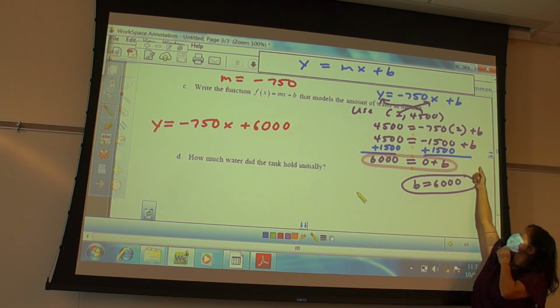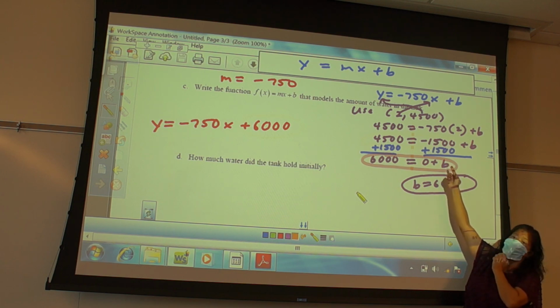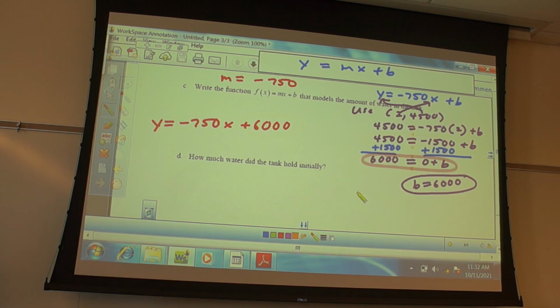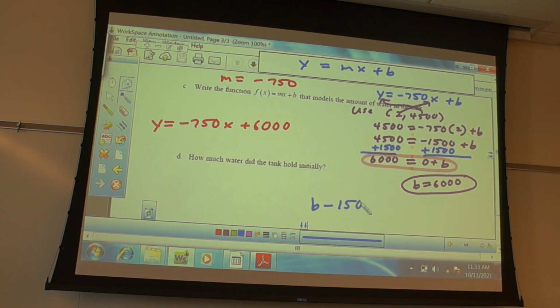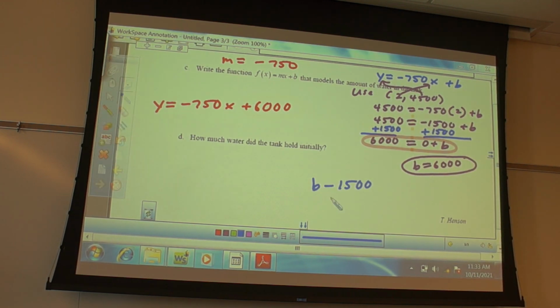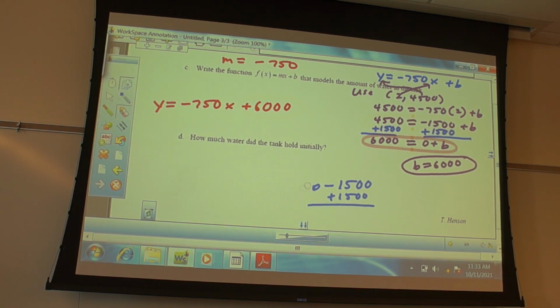So B is, technically, I'm subtracting 1,500 from it. If I were to rewrite that, it would actually be B minus 1,500, because it's B plus negative 1,500, so it's the same thing. So how do I undo minus 1,500? You add 1,500. So you get 0. I just need the negative 1,500 to go away.